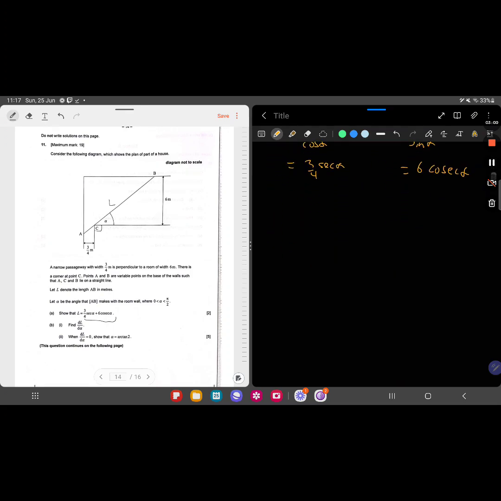So we'll bring that down: L equals what the question states. Alright, part (b)(i): find dL by d alpha.